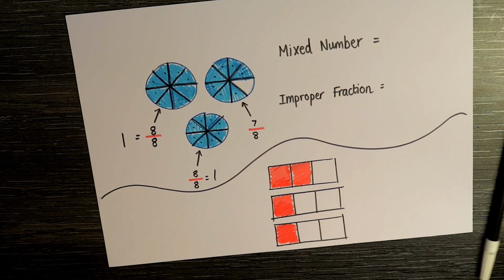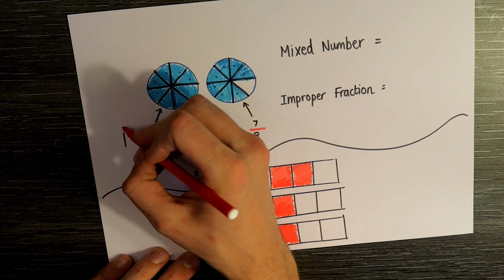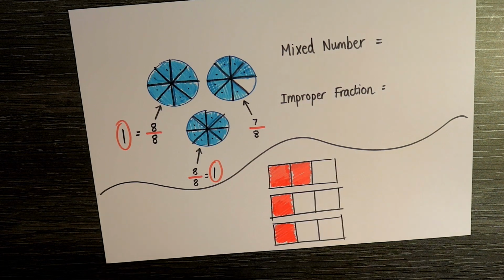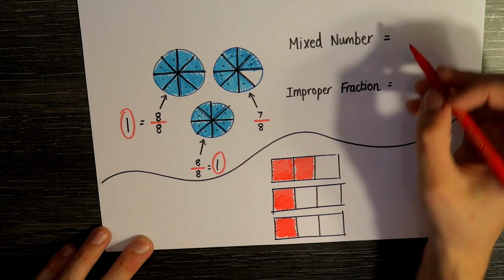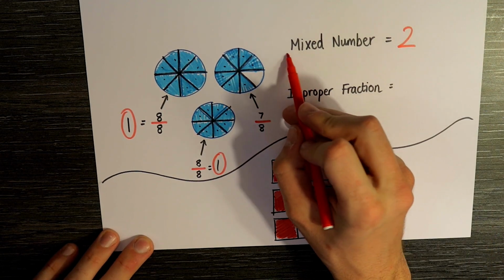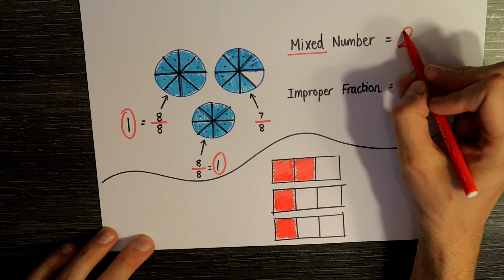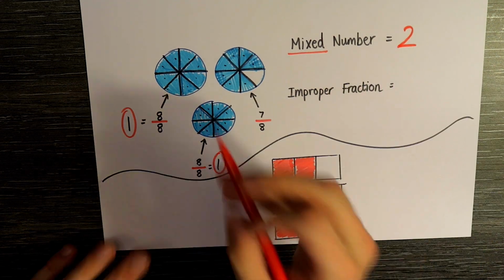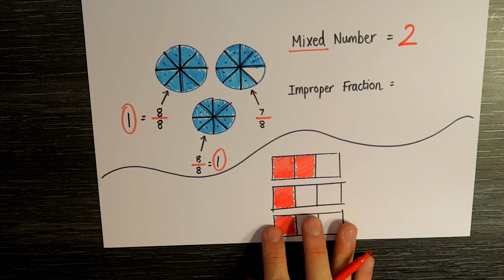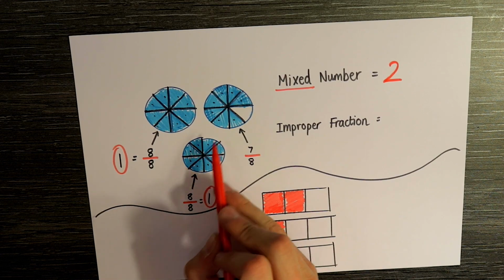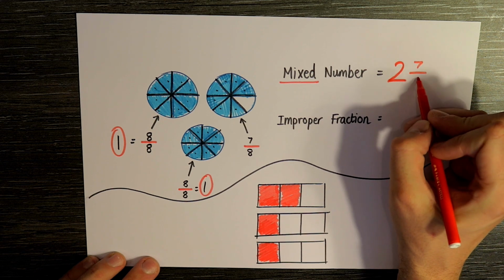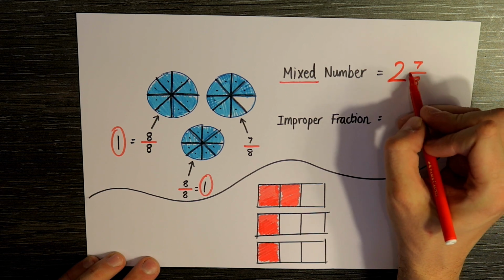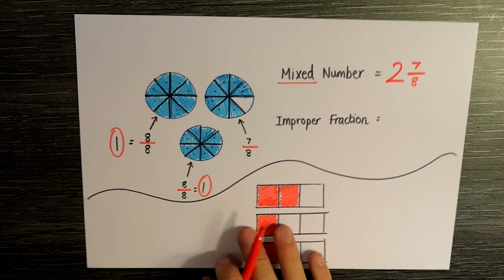So actually, let's just break this down. How many pieces have I got? Well, how many wholes have I got? I've got 1 here, and I've got 1 here. So that's going to be 2. The mixed number is going to show me a whole number. So I've got 2 blue pizzas, but I've got some bits left over. I haven't got 3. I've almost got 3. Instead, I've got 7/8 left over. Okay. Does that make sense so far?